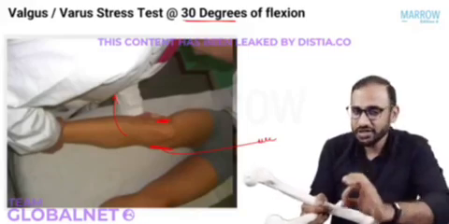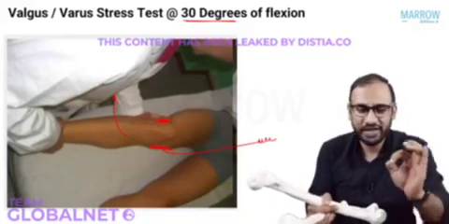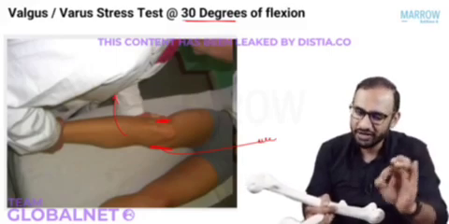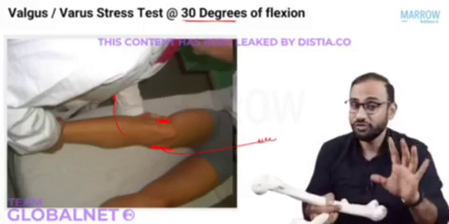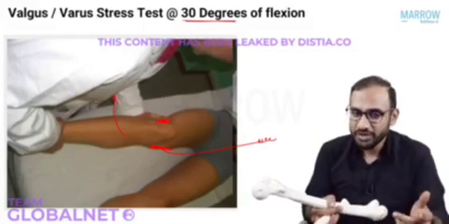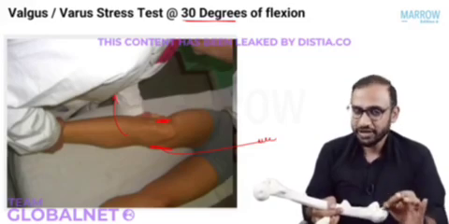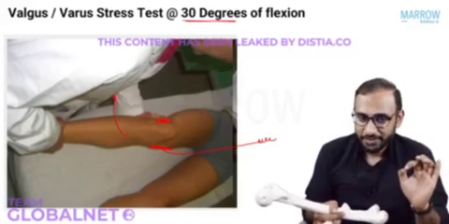And both these stress tests you perform in 30 degrees of flexion because that is the angle at which these collateral ligaments are maximally stretched and activated, not in full extension. You can perform it in full extension, but other ligaments also play a role there. But at 30 degrees of flexion, it's isolated MCL and LCL that you are resisting.